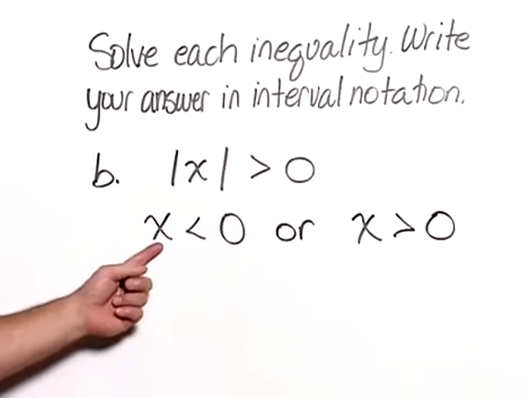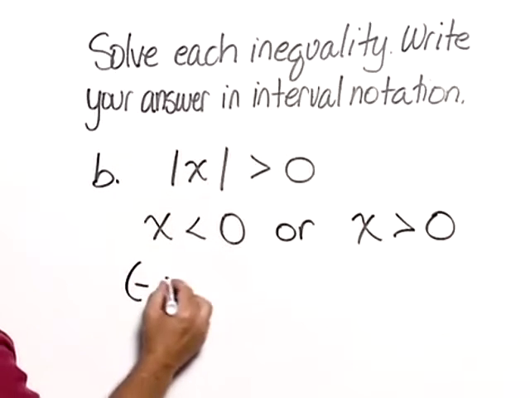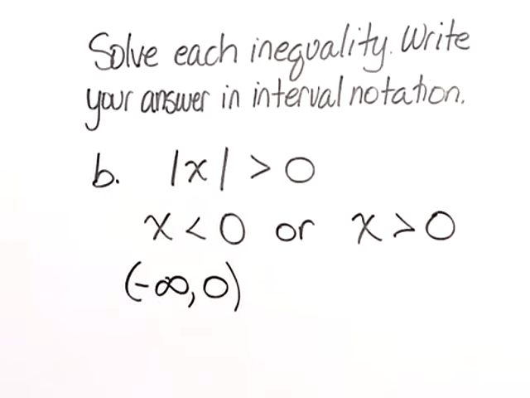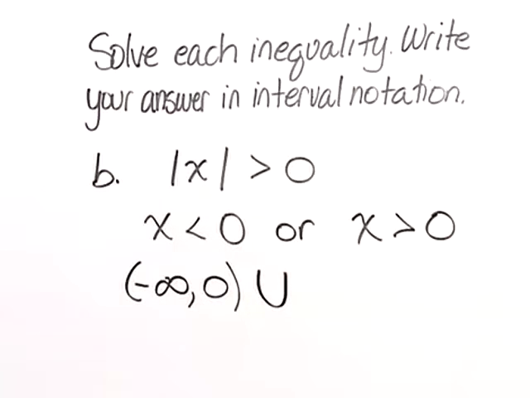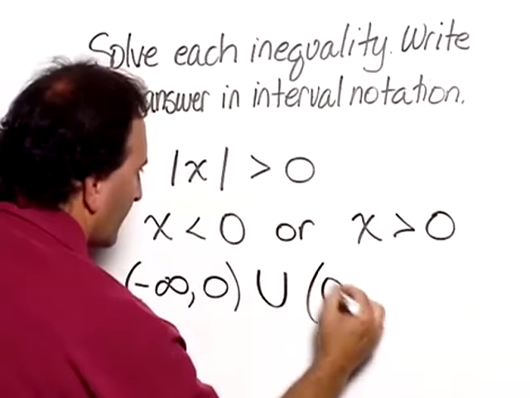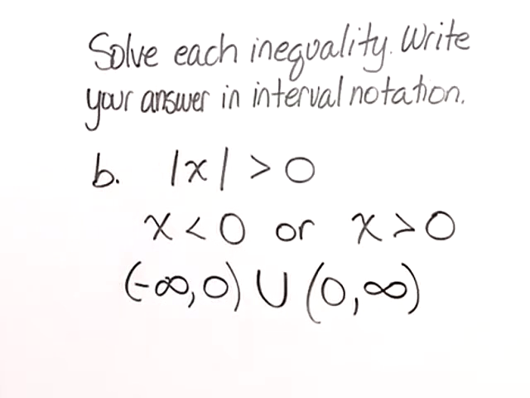Well, again, x is isolated, and therefore we already have solved for x, but we want to put it in interval notation. So this part of the interval would start at negative infinity and come up to 0. Or means we use union, and then it starts at 0, but not including it, going up through positive infinity. So that's our interval notation for absolute value of x is greater than 0.